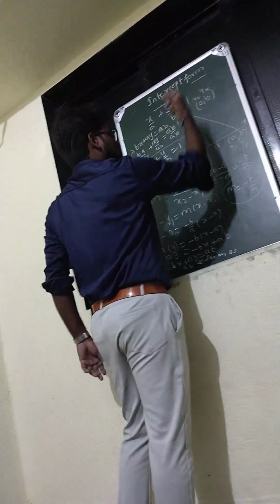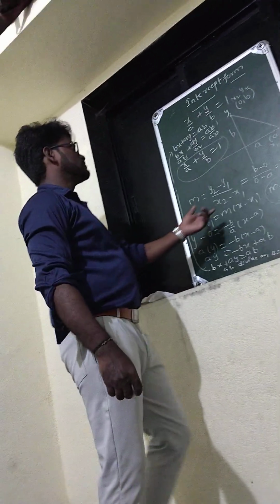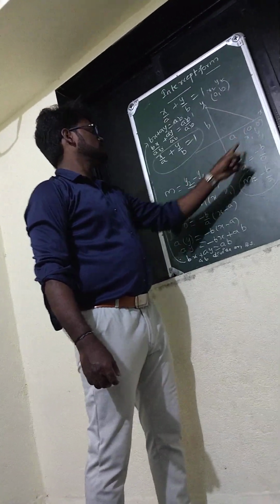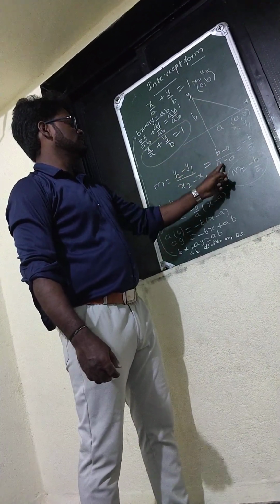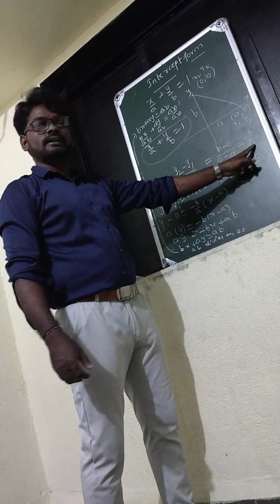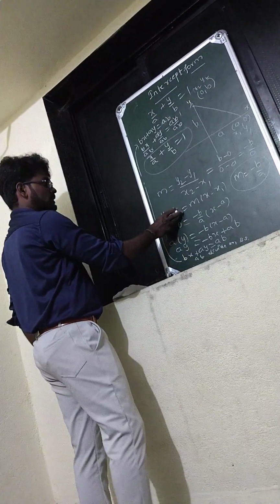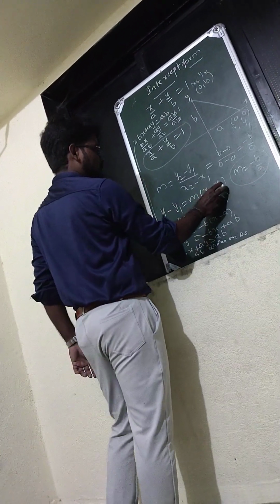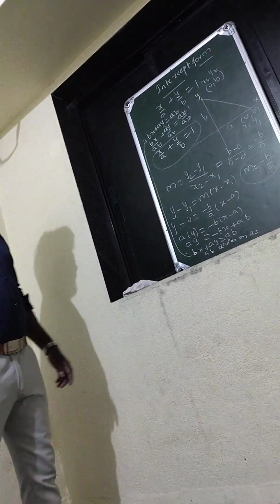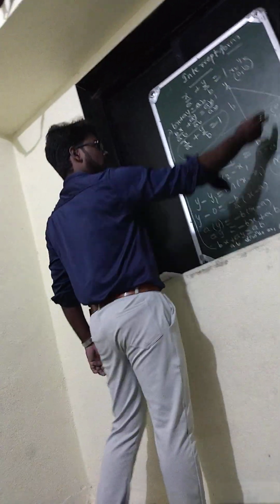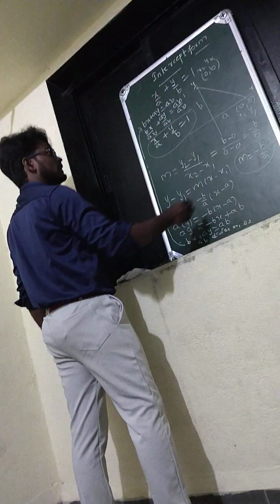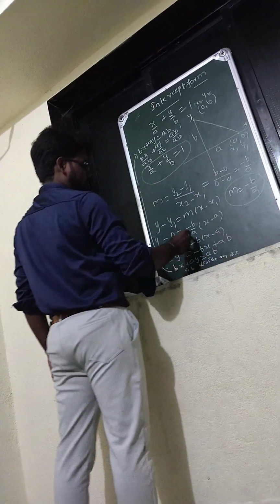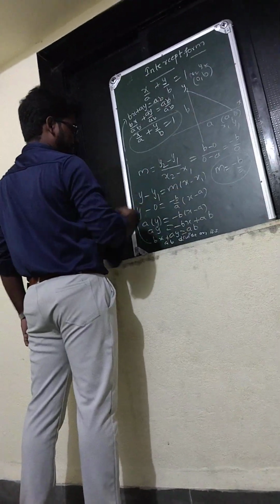The points are (a, 0) and (0, b). The slope m equals (y2 minus y1) by (x2 minus x1), which is (b minus 0) by (0 minus a), so m equals minus b by a. And y minus y1 equals m into (x minus x1), with y1 equal to 0 and x1 equal to a, so y equals minus b by a into (x minus a).